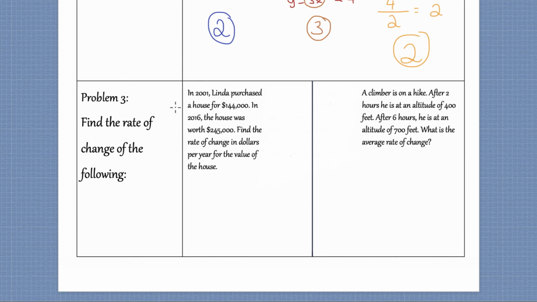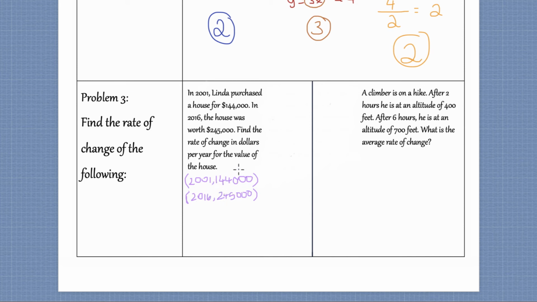So over here we can write this as 2 coordinate points. For the x variable, I'm going to use the time or the year, because the time or the year is the independent variable. So that's going to be my x term. So for the first one, our x term is 2001, and in 2001 the house cost $144,000. So that's our first coordinate point. Our second coordinate point is when in 2016 the house was worth $245,000. So now that we have these 2 coordinate points, we're going to find the slope of them.